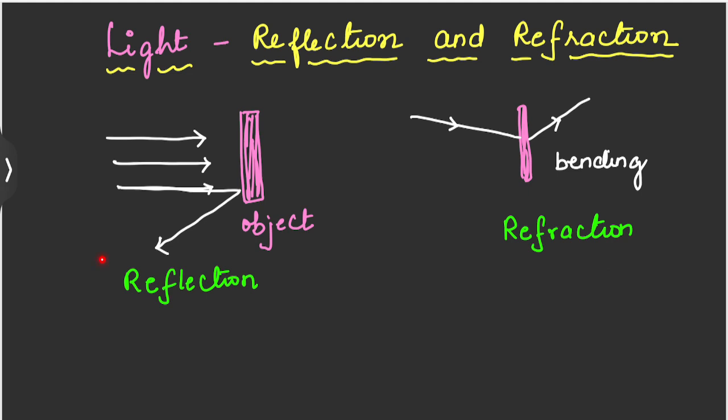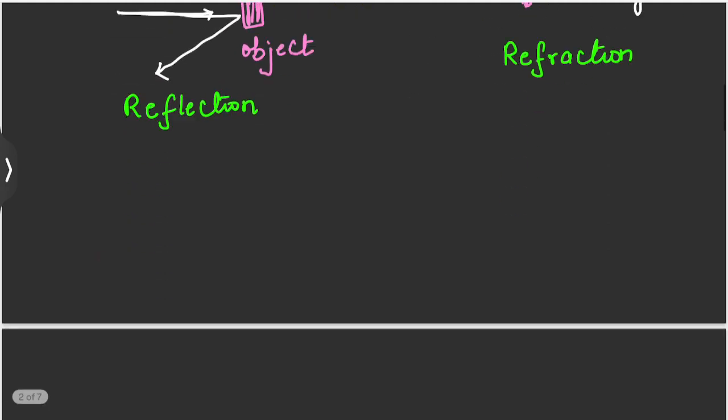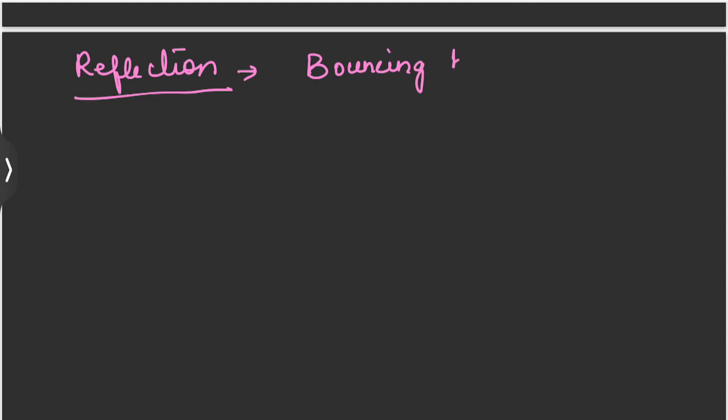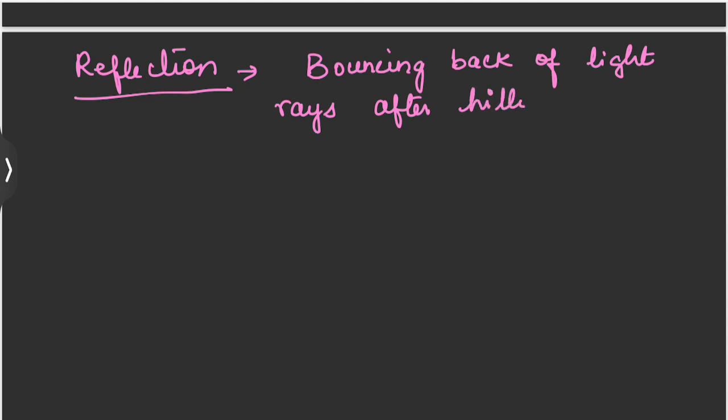So now let us study the laws of reflection. Just now we studied reflection of light. So what is reflection of light? Bouncing back of light rays after hitting the object is called as reflection of light.